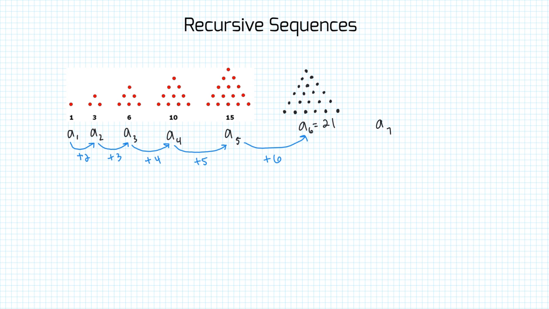And real quickly, the 7th term would then be 21 plus 7. So our 7th term would be 28. So what we're discovering with this sequence is that each term depends on the previous term. In other words, you get the next term by adding the previous number to this n value. This is known as a recursive sequence.